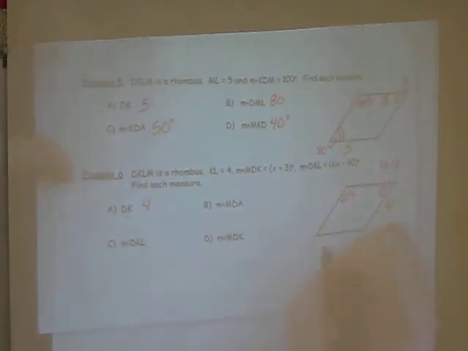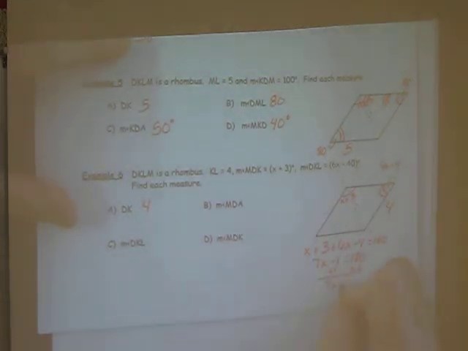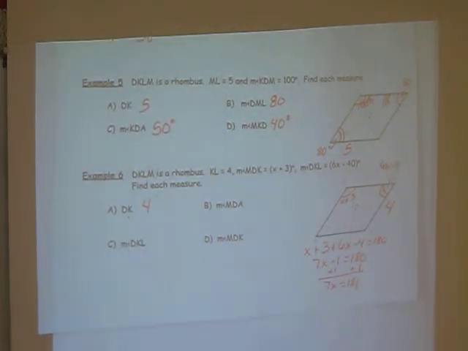These two together add to 180. So x plus 3 plus 6x minus 4 equals 180. X plus 6x is 7x. 3 minus 4 is a minus 1, equals 180. Add 1 to both sides, you have 7x equals 181. And then 181 divided by 7.